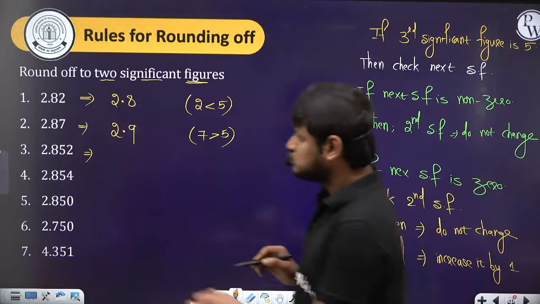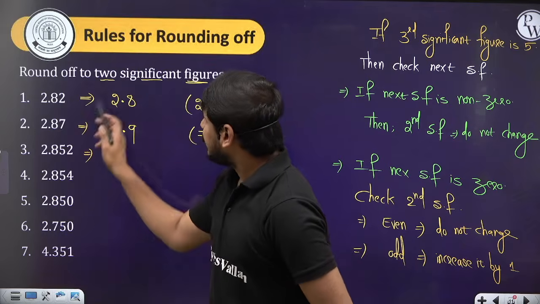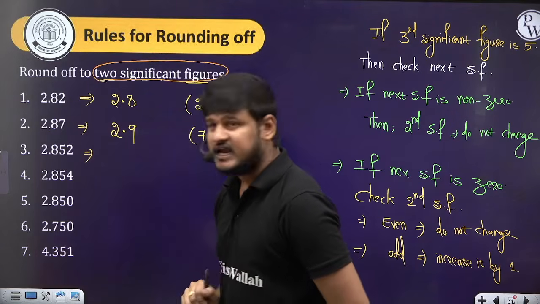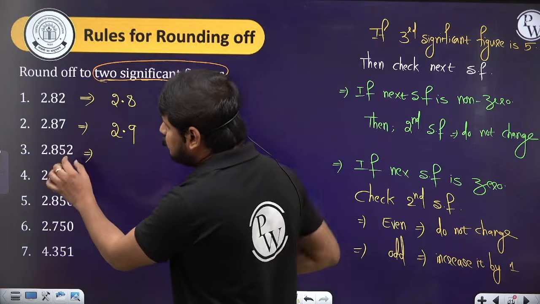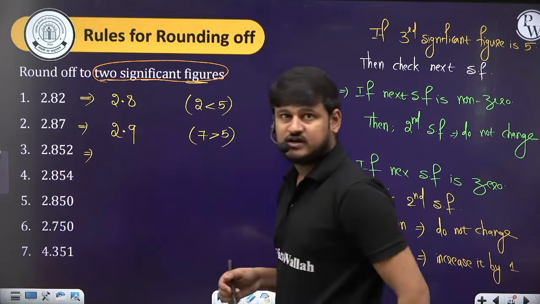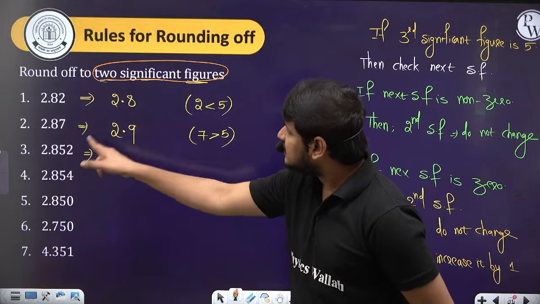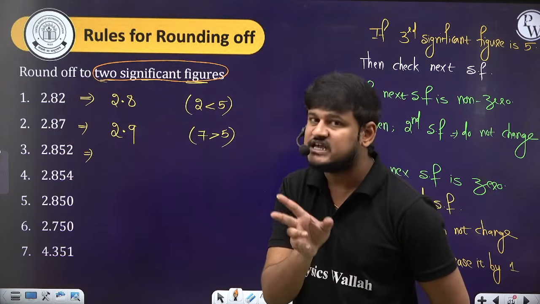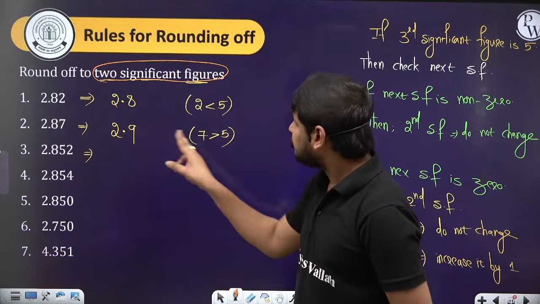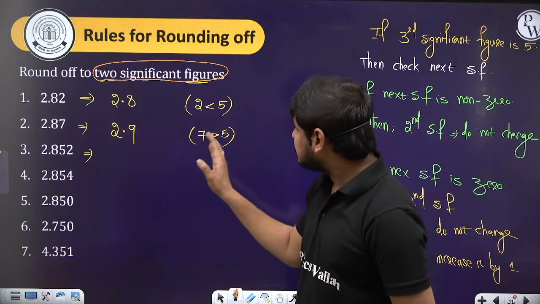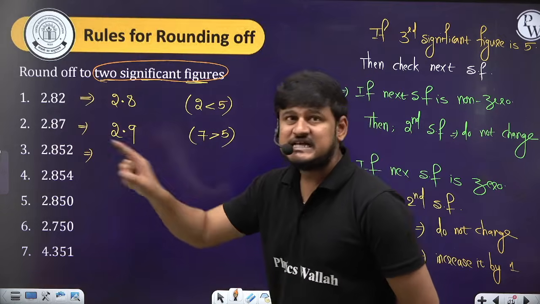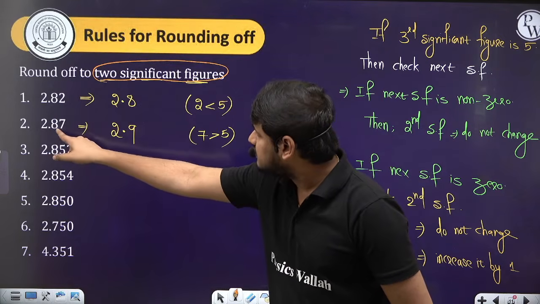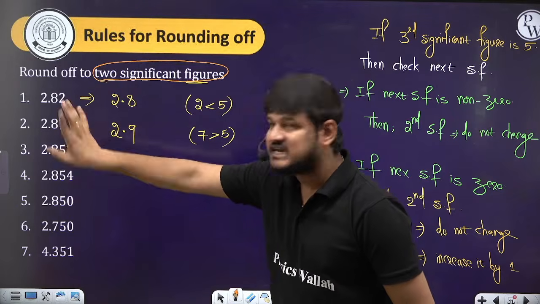See here, the third example. We have to round off to two significant figures. Here 2.852. We generally check the third significant figure. If it is less than 5, we keep the second significant figure as it is. If it is greater than 5, we increase the second significant figure by 1. So 2.8 becomes 2.9 because 7 is greater than 5.